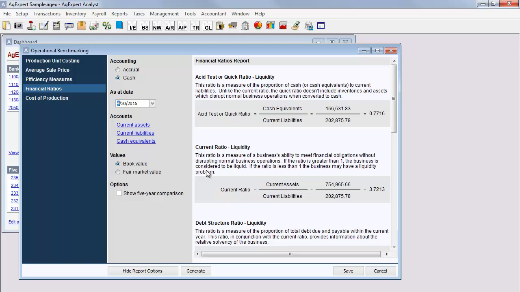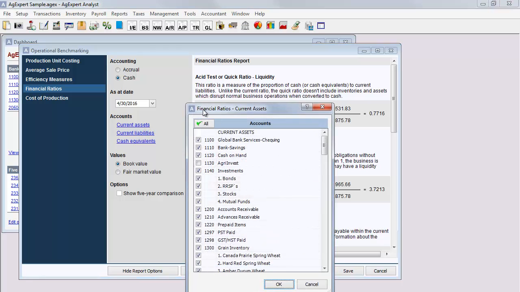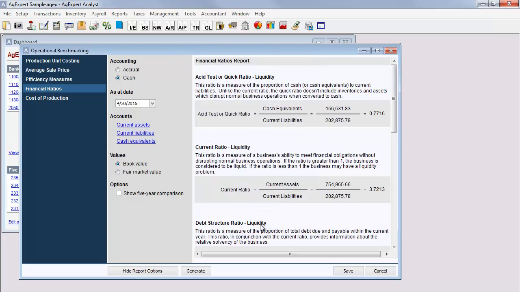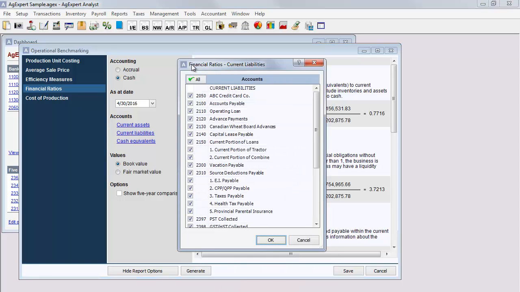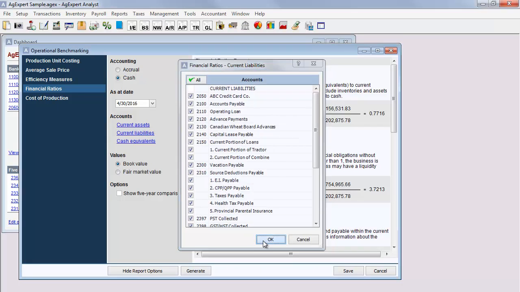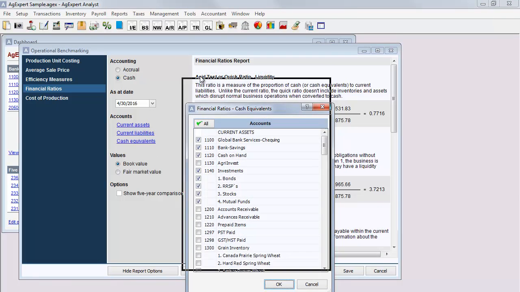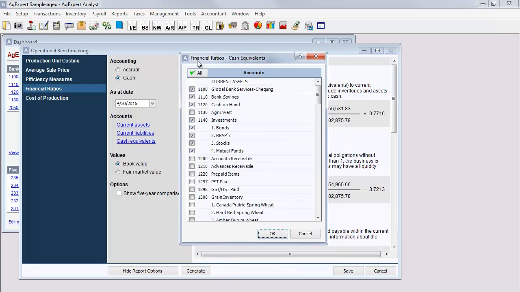Current assets are cash and any other asset that, in the normal course of operations, is expected to be converted into cash or consumed within 1 year. Current liabilities are debts that will be payable in the current year. Cash equivalents are any current asset that can be immediately converted into cash without disrupting normal operations.